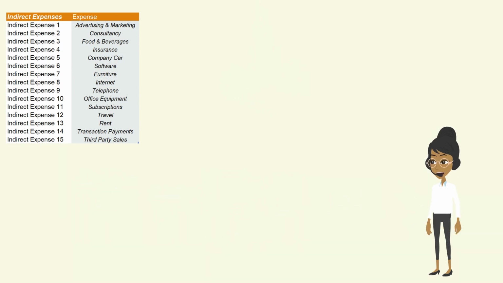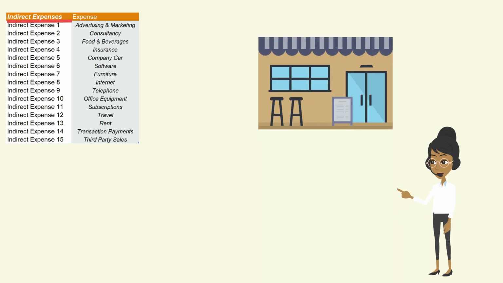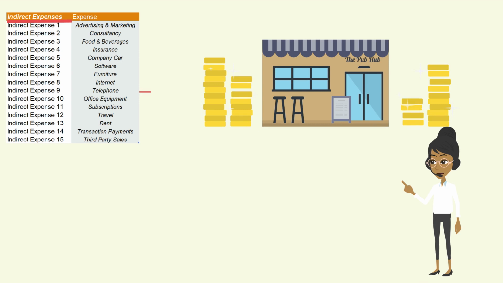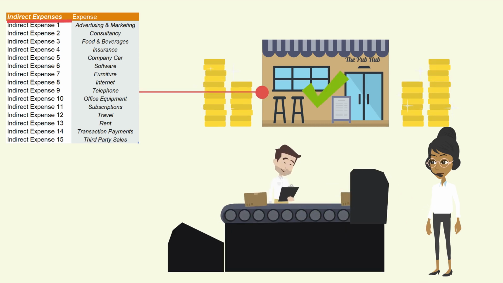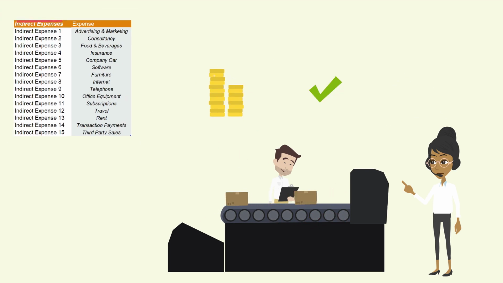Expenses that are general business expenses such as furniture, software, travel cost, insurance, food and beverages, advertising and marketing are called indirect expenses. And indirect expenses are all expenses that are related to running a business as a whole and can't be directly associated with the cost of producing and selling a product or service.